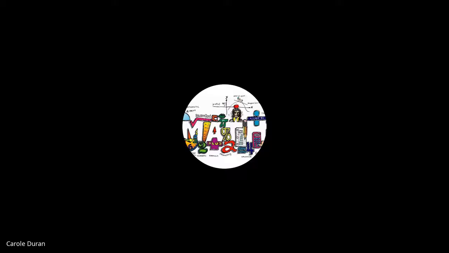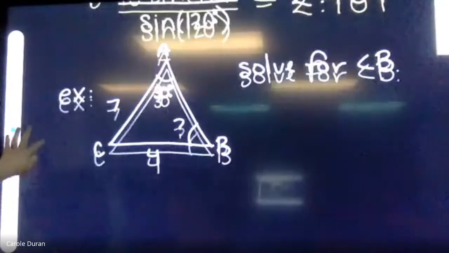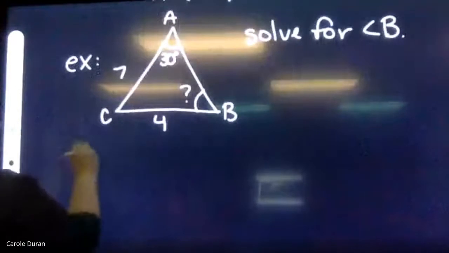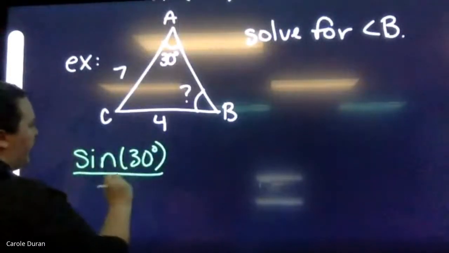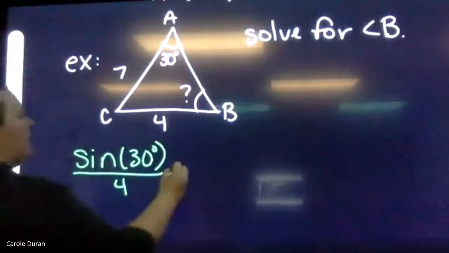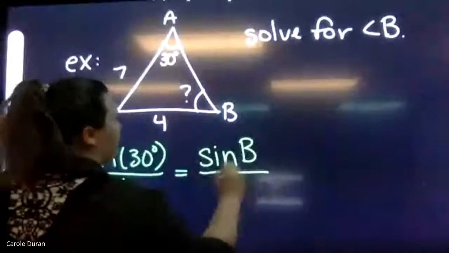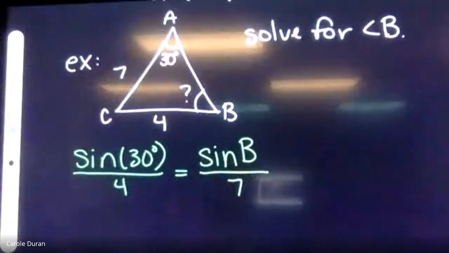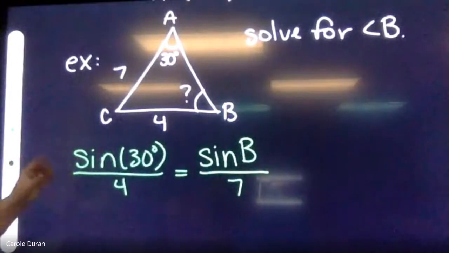Then I'm solving for angle B. Do I have side B then? Yes. So that means I can set up my equal ratios. When I do, I'm going to have sine of 30, because that's my angle A, over side A, which is 4, equals my unknown sine B over side B, which is 7. So I just set up my equation using my known pair A and my partially missing pair B.